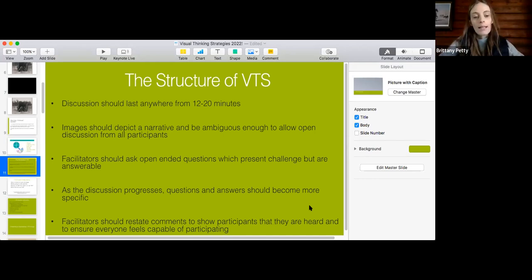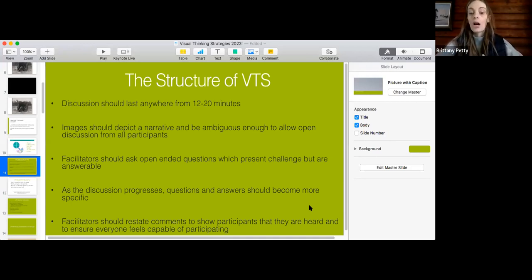So as a facilitator or moderator, you can ask open-ended questions which present a challenge but are answerable. And it takes practice and figuring that moderator role out, because as teachers, right, we just kind of were like, here's the answer. And then as that discussion progresses, the questions and answers should become more specific. Once again, it can take a little bit of practice to get into that flow.